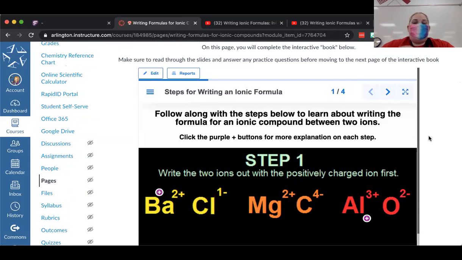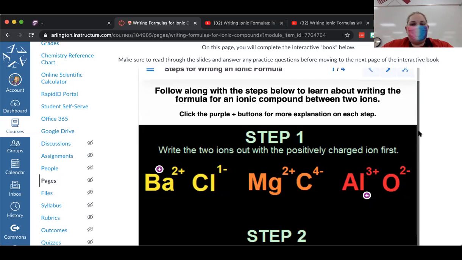Now, sometimes if you're just told what's the formula with barium and chlorine, then you would look up the elements on the periodic table, find their charges, and then follow this process.